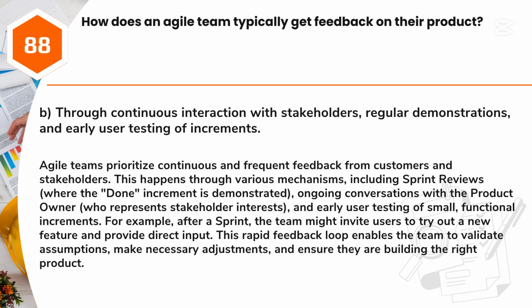Answer: B. Through continuous interaction with stakeholders, regular demonstrations, and early user testing of increments. Agile teams prioritize continuous and frequent feedback from customers and stakeholders. This happens through various mechanisms, including sprint reviews, where the done increment is demonstrated, ongoing conversations with the product owner, who represents stakeholder interests, and early user testing of small, functional increments.